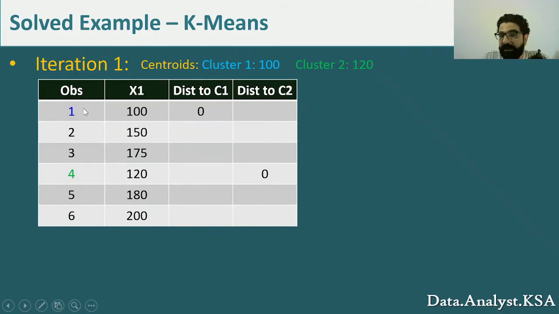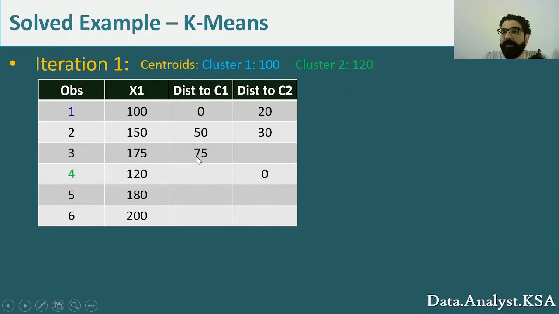So if point 1, observation 1 is at 100, and the center of cluster 2 is at 120, the distance is 20 because 120 minus 100 is 20. We will do the same for point 2. Point 2 is 150, so it's going to be 50 away from cluster 1, and it's going to be 30 away from cluster 2.